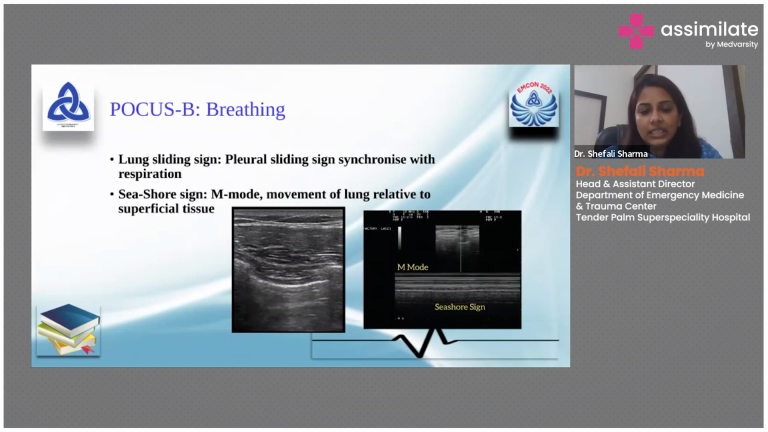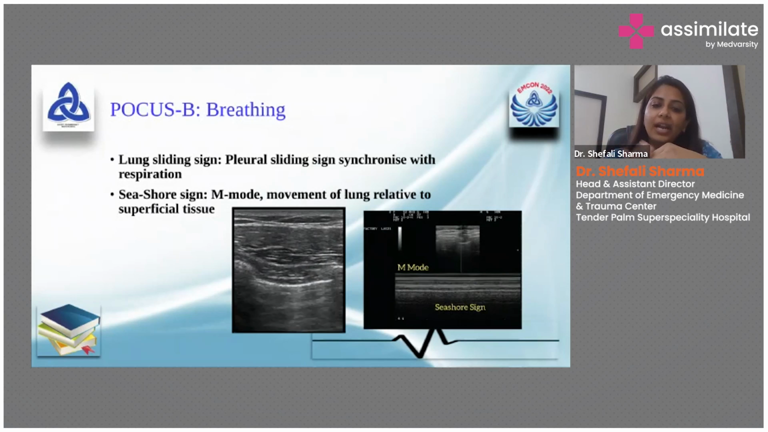Now, the lung sliding sign. When both the pleura, that is the visceral and the parietal pleura, slide over each other, they give a pleural sliding sign, and it synchronizes with the respiration. So during respiration, there is a visceral pleura, and then there is a small amount of fluid, and the parietal pleura slides over it.